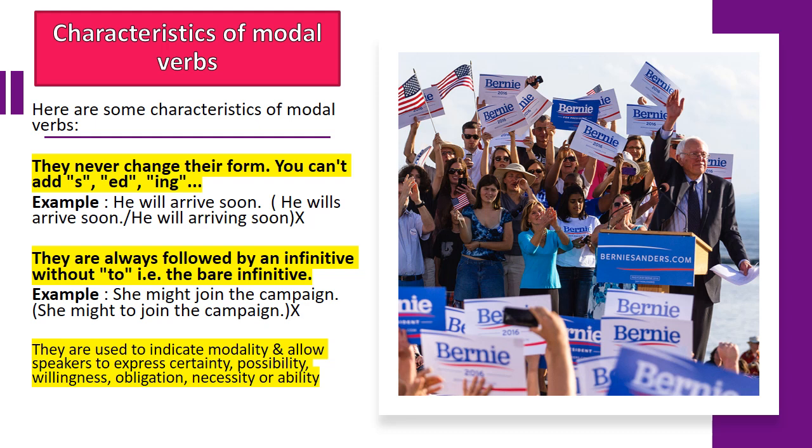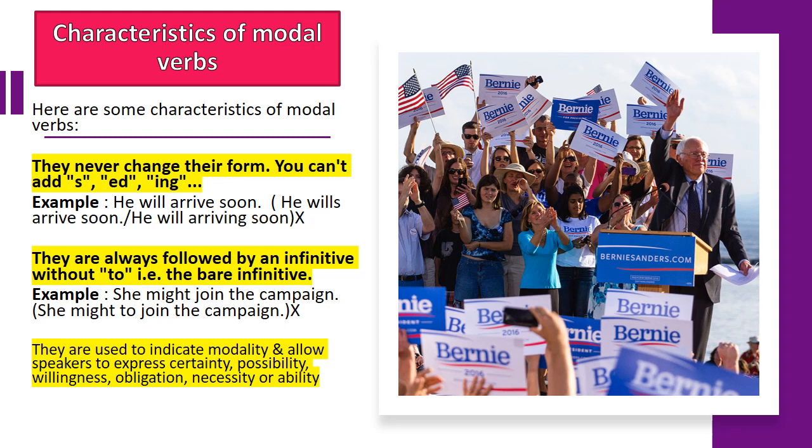Now students, let us see some characteristics of modal verbs. Modal verbs never change their form. You can't add s, ed or ing. For example, he will arrive soon. We cannot write he wills arrive soon or he will arriving soon. This is absolutely incorrect. They are always followed by an infinitive without to.